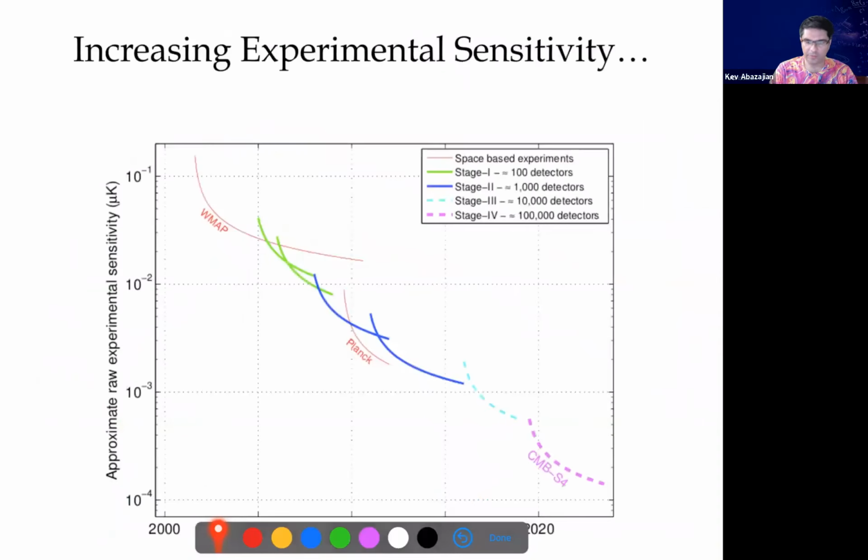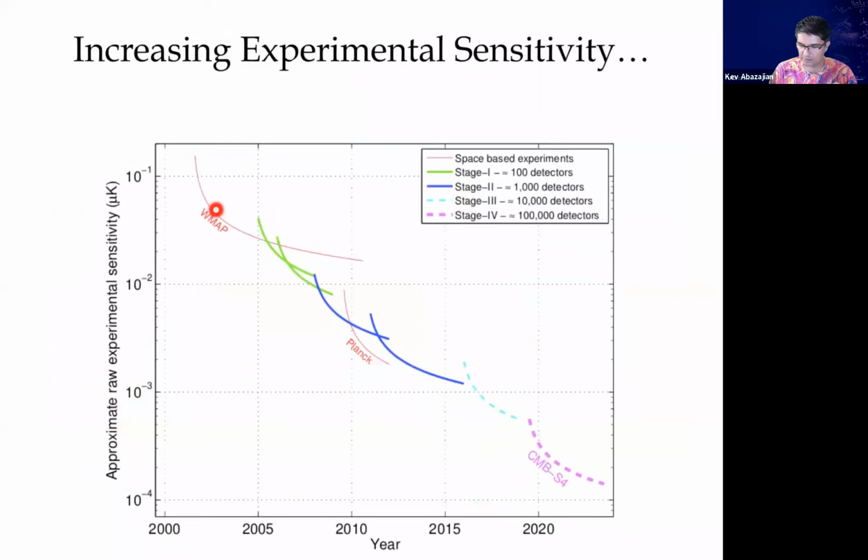And the reason why things are getting so much better is that detectors are getting better and experiments are getting better. So WMAP, which came out in 2002 or so, with its first results, sits up here in terms of microkelvins of experimental sensitivity of its detectors.